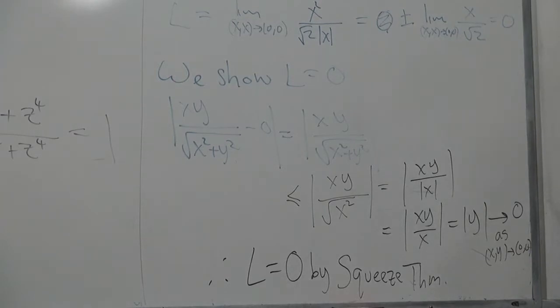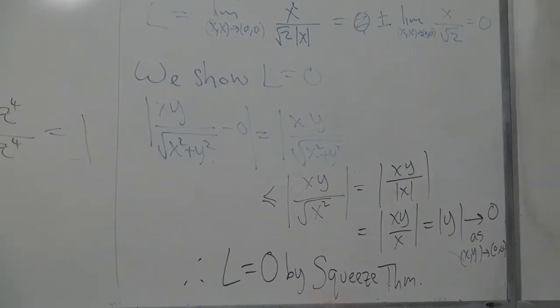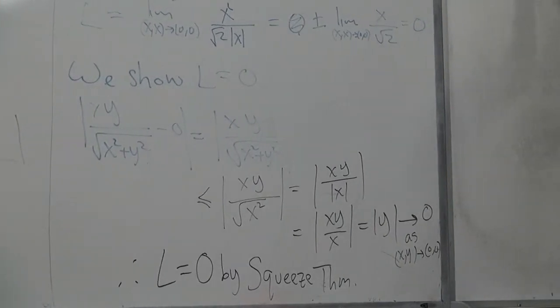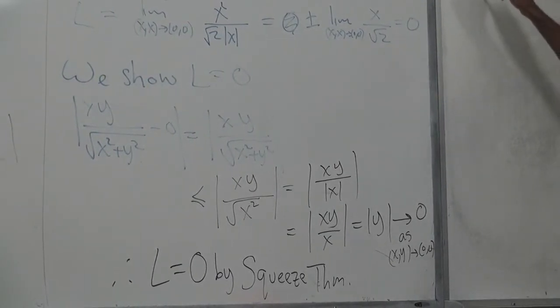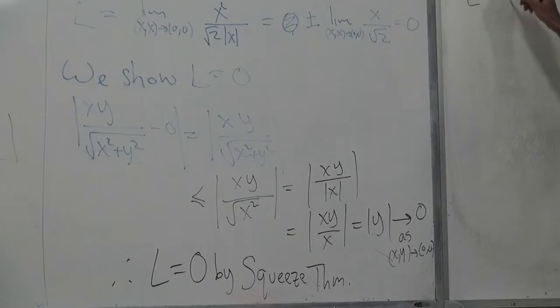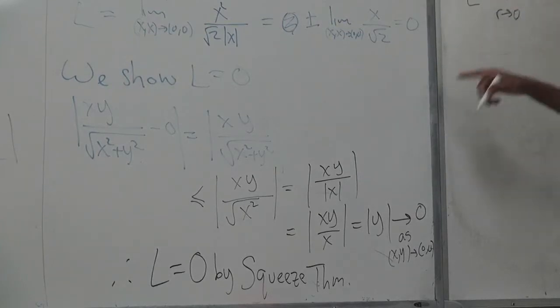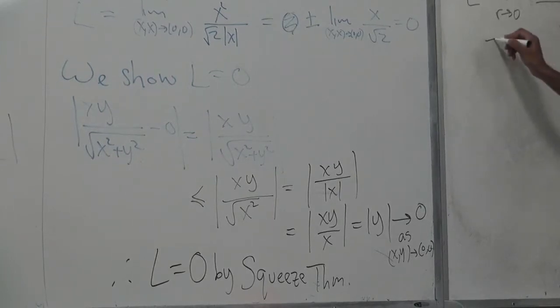Can anyone think of another way to do this? You could use polar coordinates as well. Then this limit would be equal to the limit as r approaches 0 of, you replace x with r cosine theta, y with r sine theta, you would end up with r squared cosine theta sine theta divided by r. This would cancel, and as r goes to 0, you also get 0.